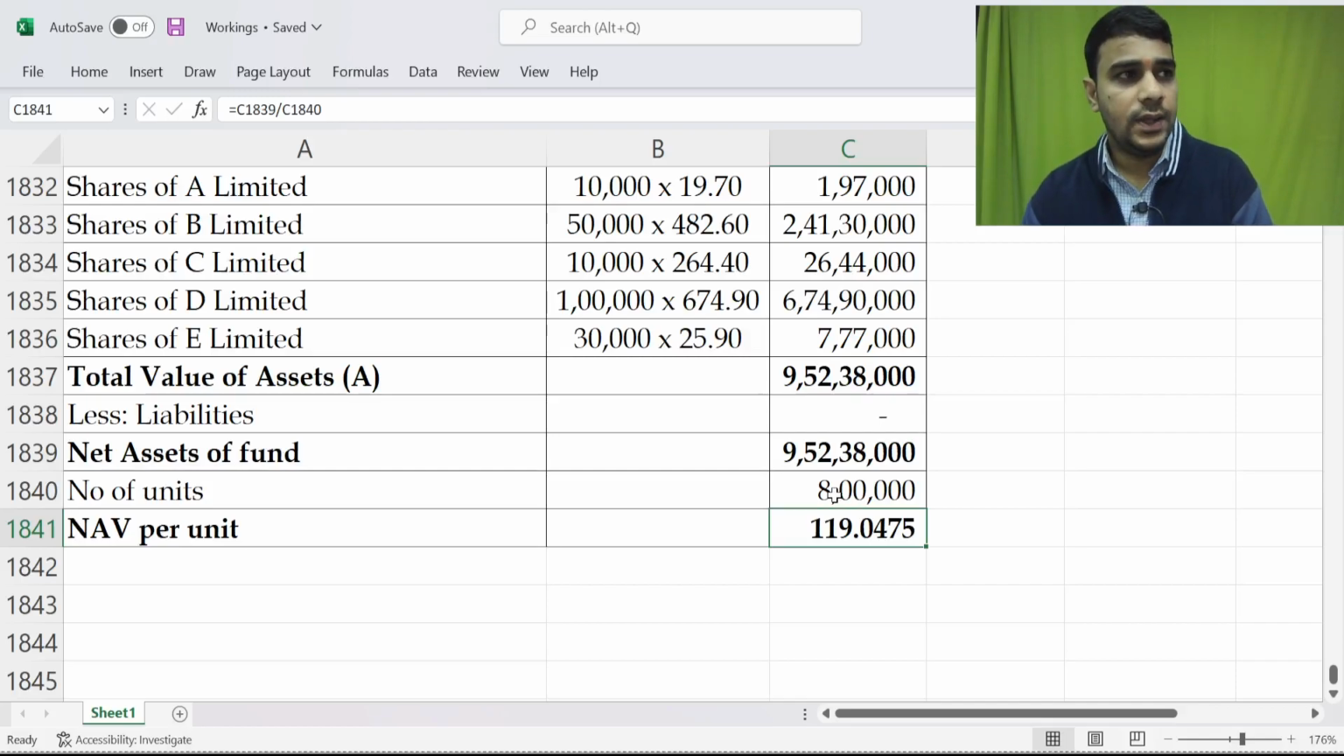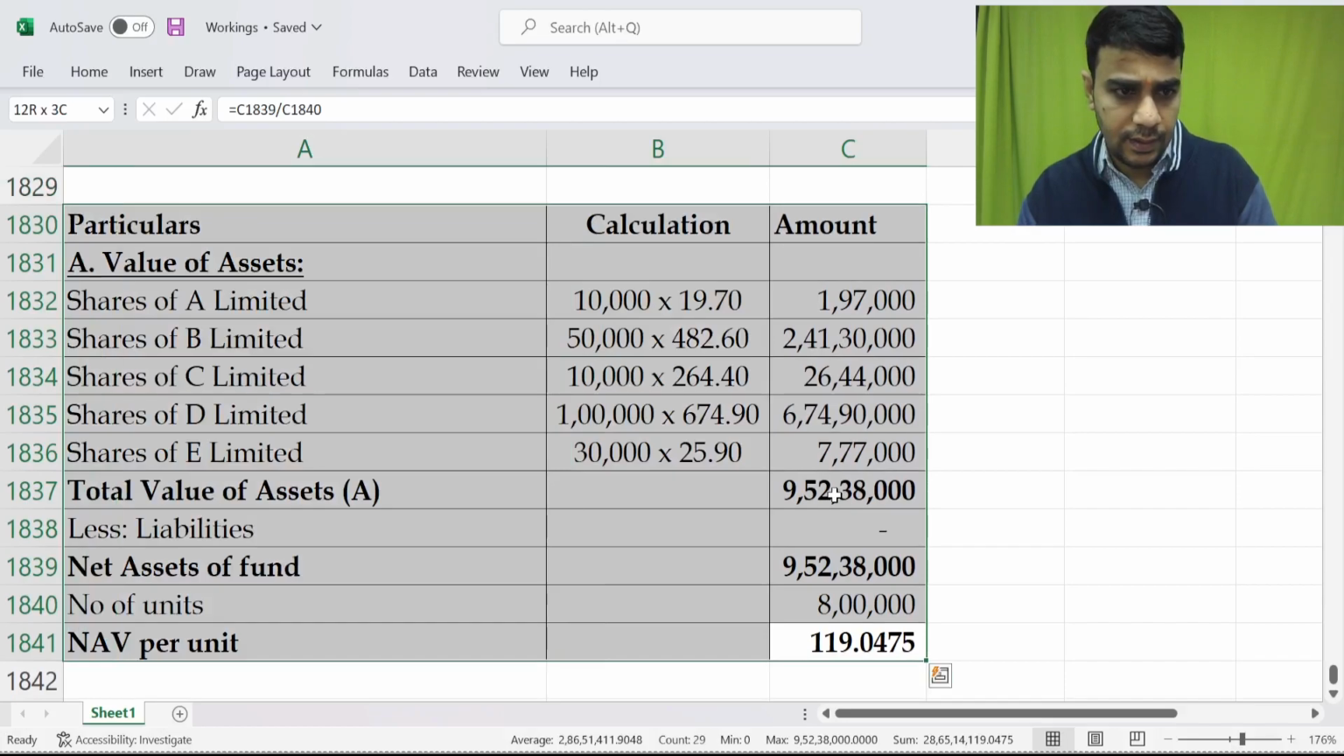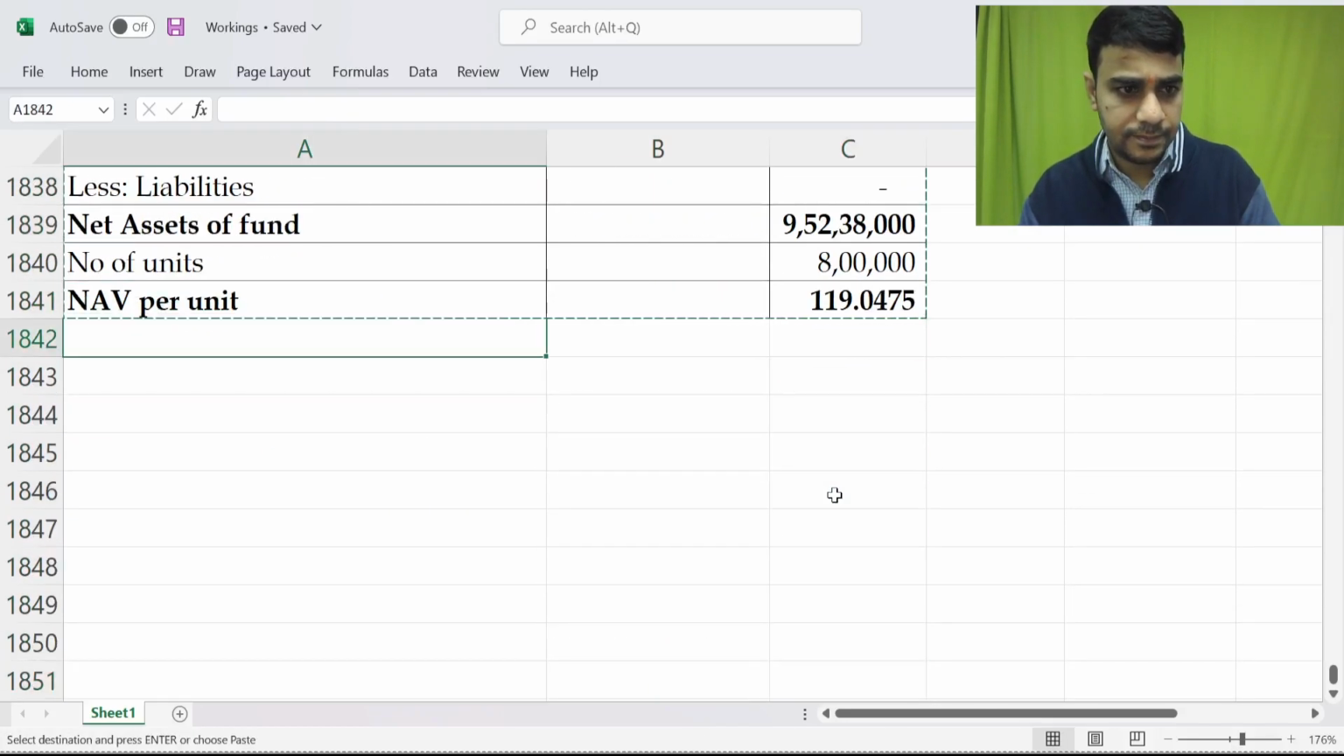We consider all the assets, deduct liabilities if any, and get the value of the fund, divide by the number of units. This net assets of fund is practically also known as assets under management, AUM. How much money are they holding of the investors to manage? Any doubts till now? Next, working note 2, revised position of the fund.